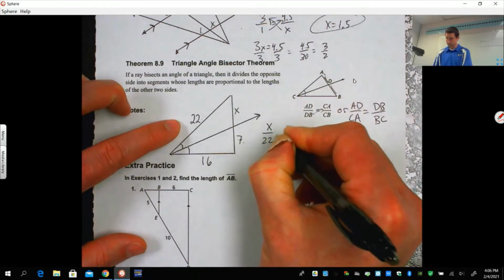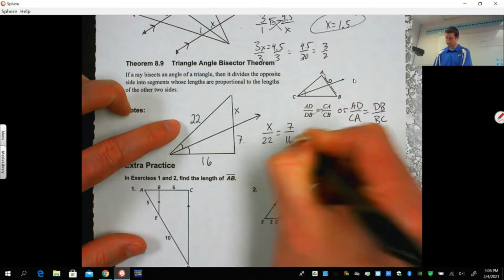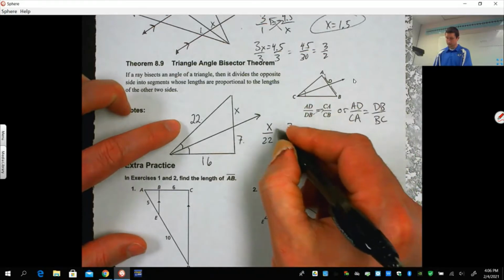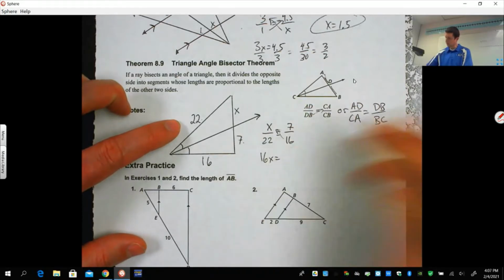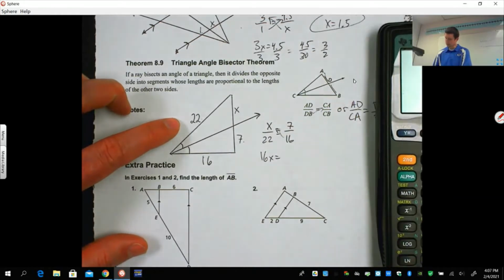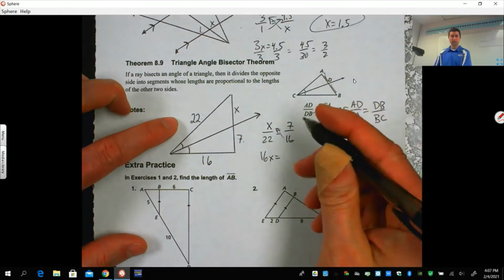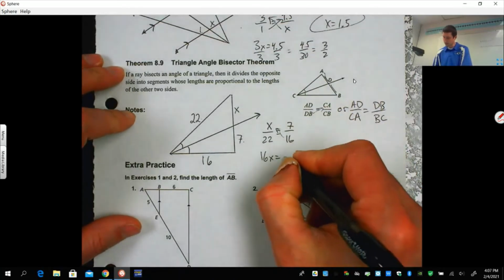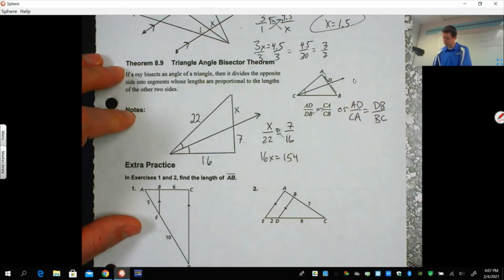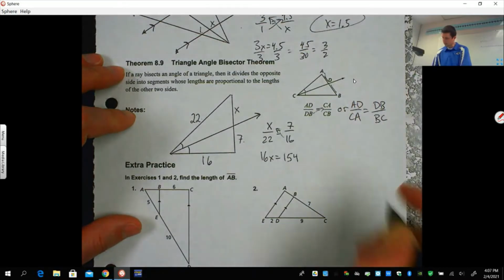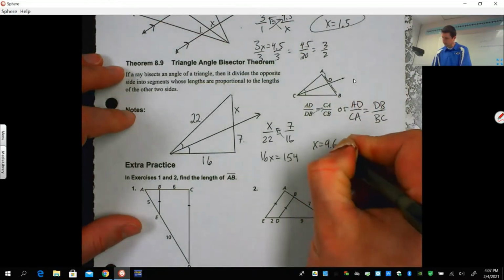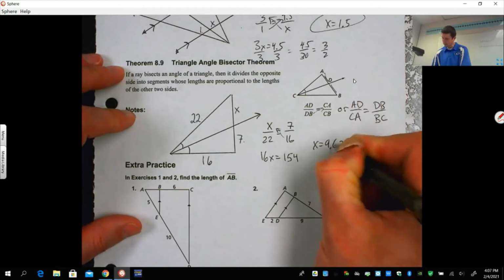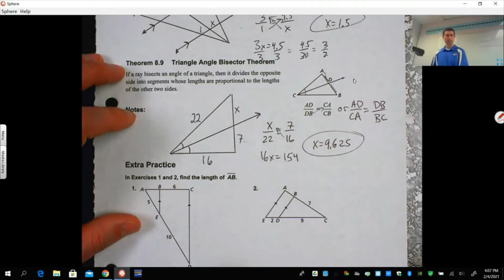X over 22 equals 7 over 16. Cross multiply. We get 16x equals 22 times 7. 20 times 7 is 140. 2 times 7 is 14. 140 plus 14 would be 154. And then divide by 16. X equals 9.625. 9 and 5/8 would be that number. Okay, lovely decimal.